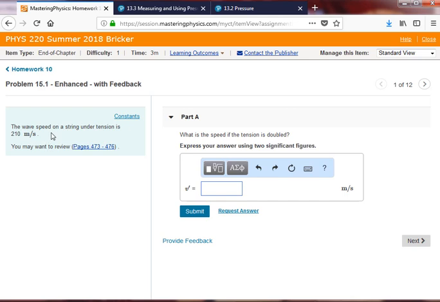The first one: the wave speed on a string under tension is 210 meters per second, and you can review these pages. What is the speed if the tension is doubled? So we need to know the relationship between speed and tension. Let's take a look at it.